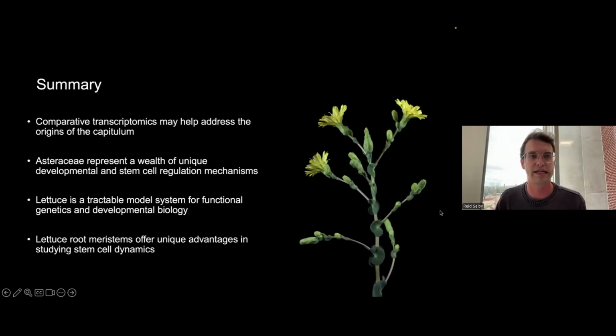And just a quick summary, comparative transcriptomics can help us address the potential evolutionary origins of the capitulum. The Asteraceae seem to have some unique stem cell regulation mechanics that we would like to investigate further, using lettuce as a tractable model system for both functional genetics, but also these heterologous systems like I discussed in the root.